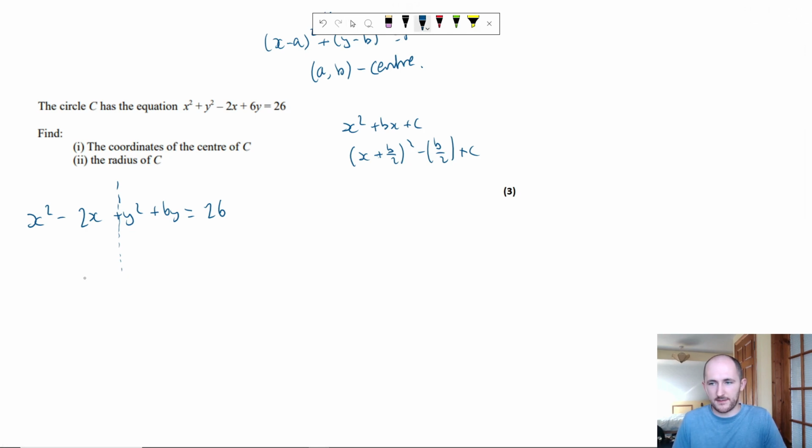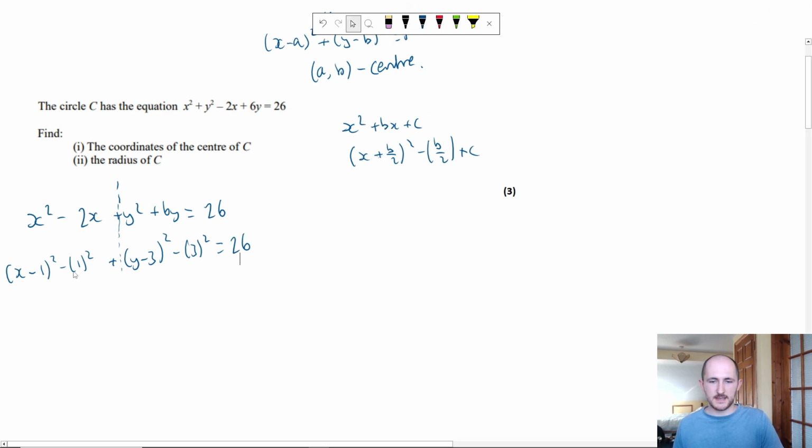It's just going to look like this for the x's. Half of 2 is 1, so it's just going to be x minus 1 squared minus 1 squared, and for the y's, so put a plus there, it's going to be y minus 3 squared minus 3 squared, since that is a 6, not a b, equals 26.